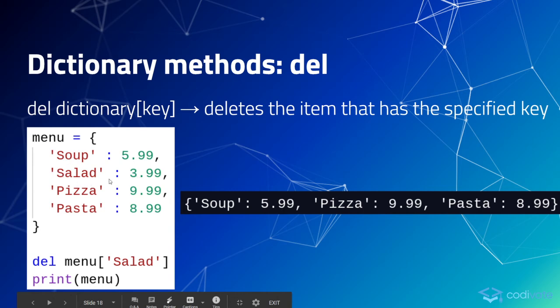So this will get rid of not just salad, but also its value in the key value pair because they are associated with each other. If we were to print the menu after deleting it, you'll see that there's no more salad in here. All we have is the soup, the pizza, and the pasta. So we can use .pop for dictionaries, but this is just a new way to get rid of items in an iterable, the del keyword.